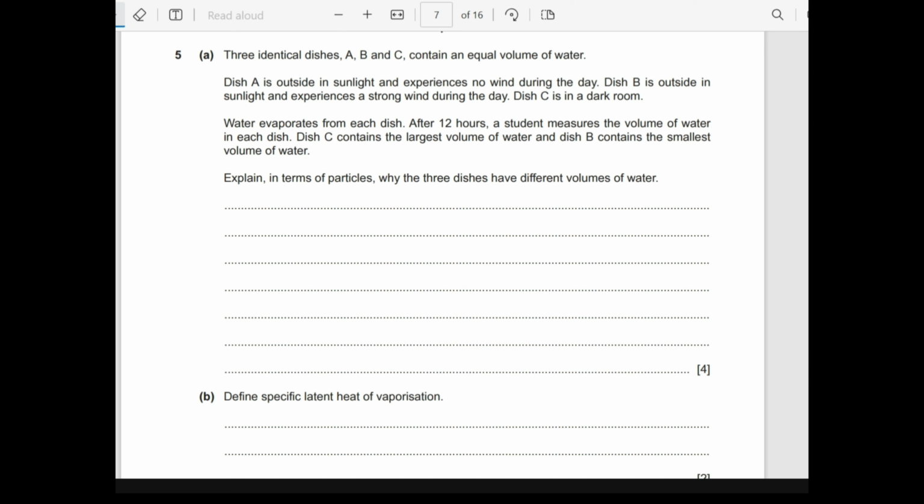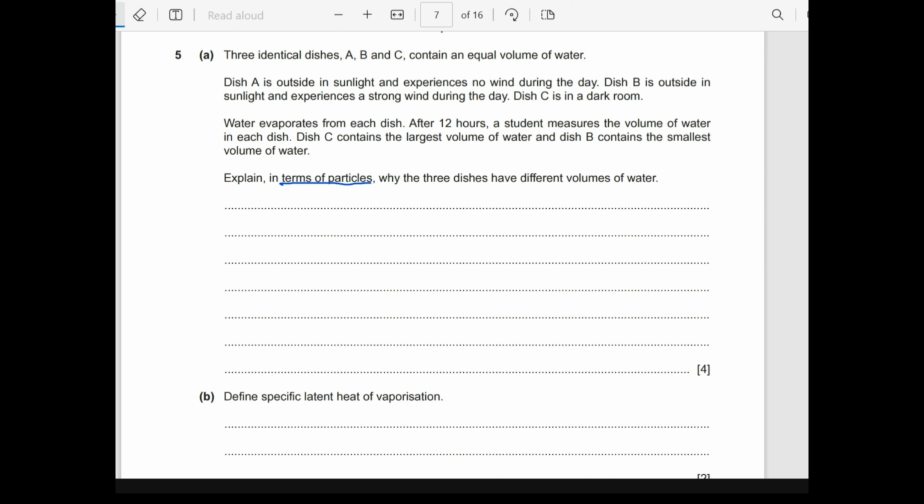Okay, number 5. The identical dishes A, B, and C contain equal volume of water. Dish A is outside in sunlight and experiences no wind during the day. Dish B is outside in sunlight and experiences a strong wind during the day. Dish C is in a dark room. Water evaporates from each dish. After 12 hours, the student measures the volume of water in each dish. Dish C contains the largest volume of water, and dish B contains the smallest volume of water. Explain in terms of particles why the three dishes have different volumes of water. So the key words are in terms of particles.